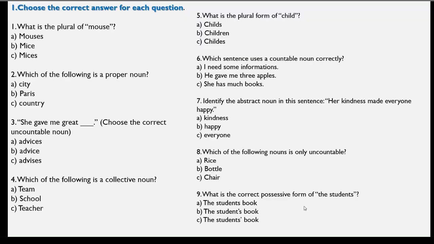Okay, let's have a practice. Choose the correct answer for each question. I will give you only 1 minute. Good luck.